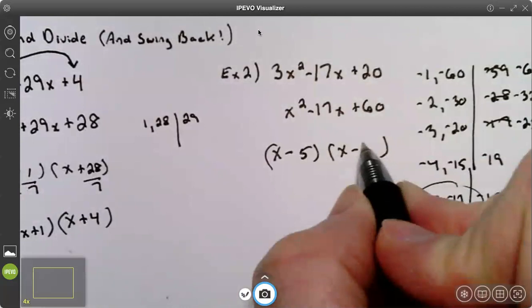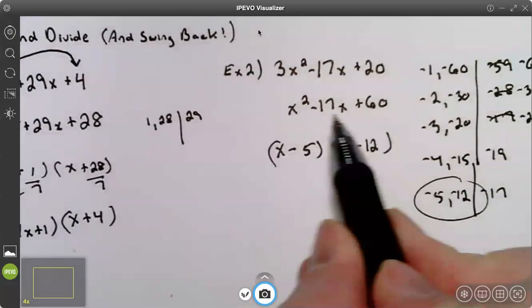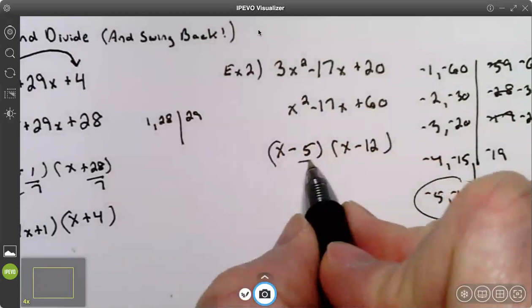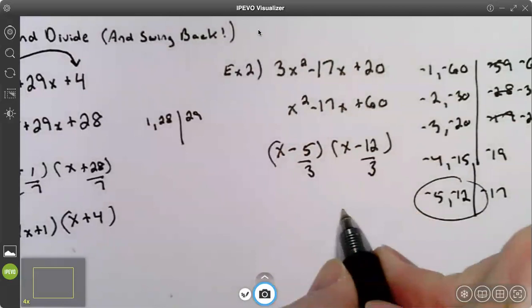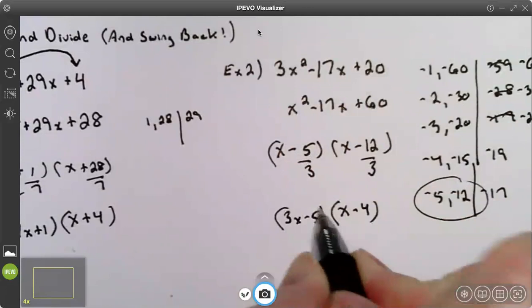All right, so I have factored this trinomial into x minus 5, x minus 12. Now I'm going to go back to my swing and divide. I swung the 3 over. Now I'm going to divide by what I swung. I swung a 3, so I'm going to divide both of these by 3. 12 divided by 3 is 4. 5 divided by 3 is a decimal, so I'm going to swing this 3 back. It goes there, 3x minus 5. And your answer is 3x minus 5 times x minus 4.